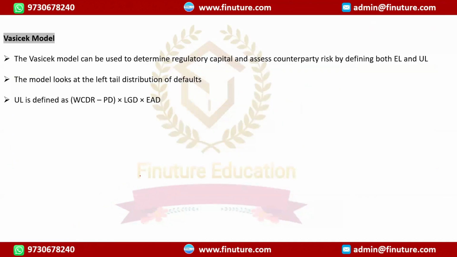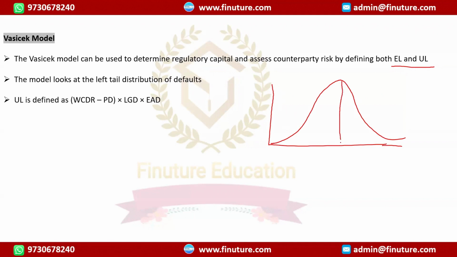So let's move ahead. Let's look at a Vasicek model. The Vasicek model can be used to determine regulatory capital and assess the counterparty risk by finding EL and UL. So basically, when you talk about a loan distribution, it also looks like this. And this is your expected value.